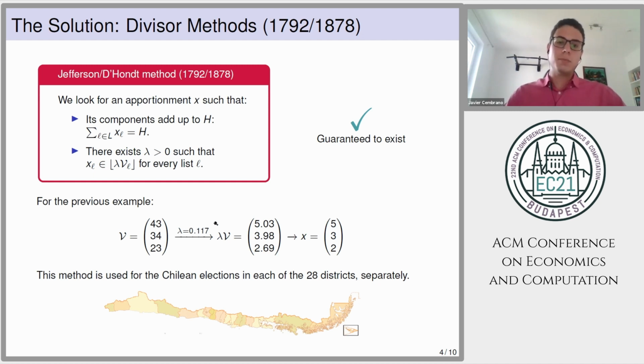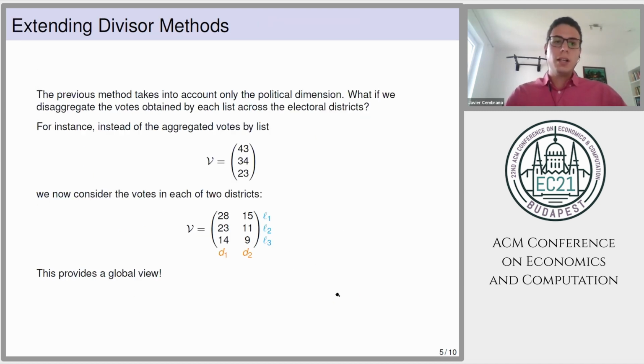As you may imagine, this multiplier is not unique, but in fact, the apportionment vector is unique, and this is a general result. The Jefferson or D'Hondt method is widely used, and in particular is used for the Chilean elections in each of the 28 districts of the country separately. So as you may have noted, the previous method takes into account just one political dimension. But a natural way to consider the results of an election would be to also consider where was each vote cast. So what if we now disaggregate the votes obtained by each list across the electoral districts?